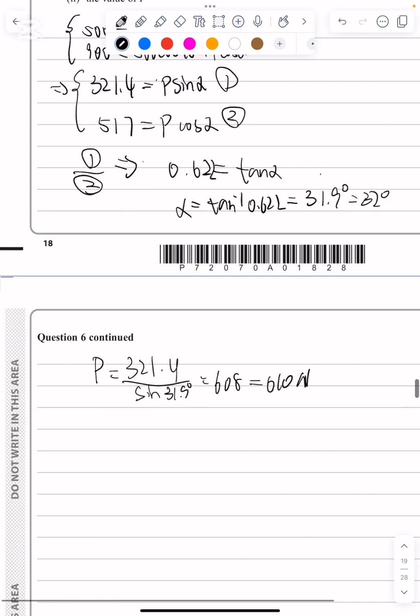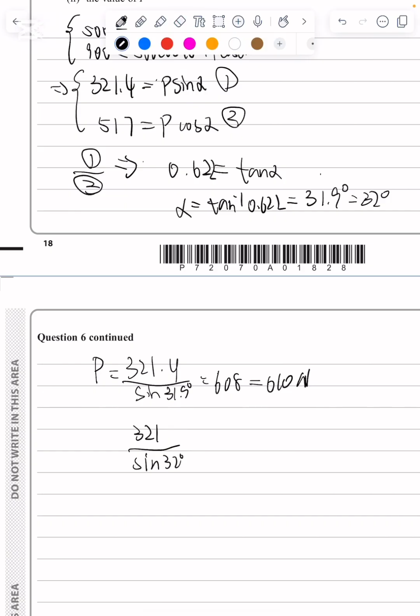The thing is, if I used 321.4 divided by sine 32 degrees, or even 321, then that means there are fewer significant figures. Fewer significant figures means that this answer will be, let me calculate this, hold up. I would get 606, right? But the correct answer is closer to 608, right?